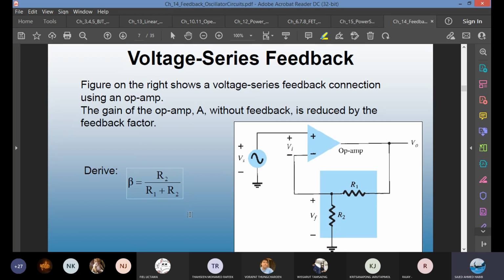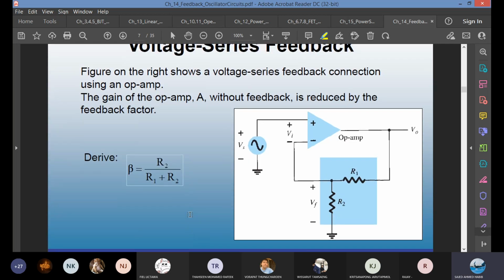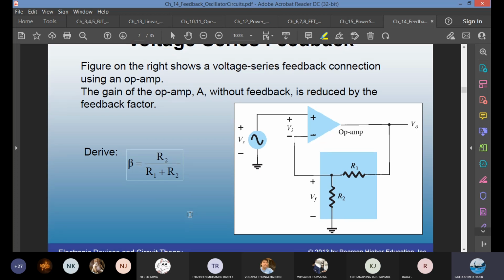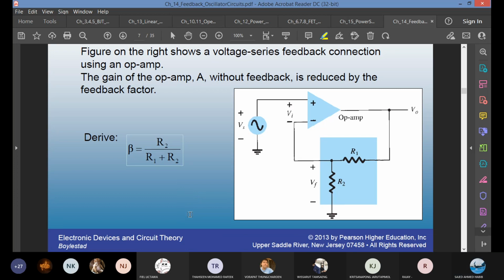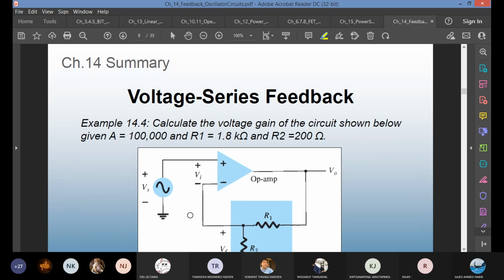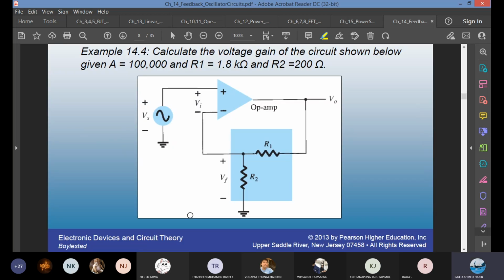You can also use other types of voltage series feedback. This one is an op-amp using 2 resistors. In this case, you see the input is given on the plus pin. Your beta is a plus value. VF is V out R2 divided by R1 plus R2. Straightforward equations.